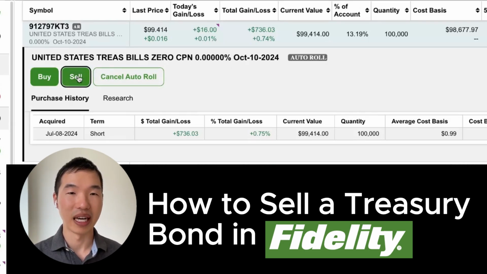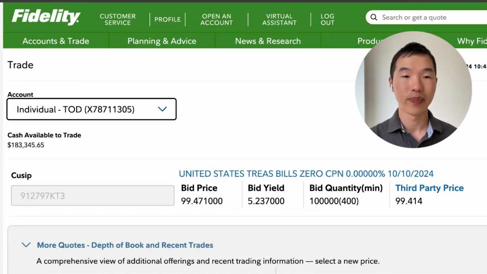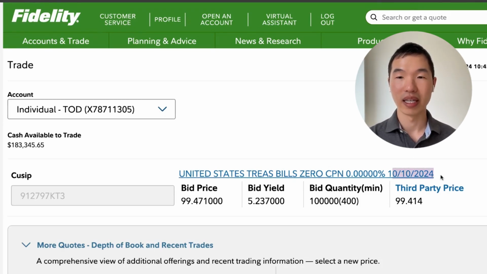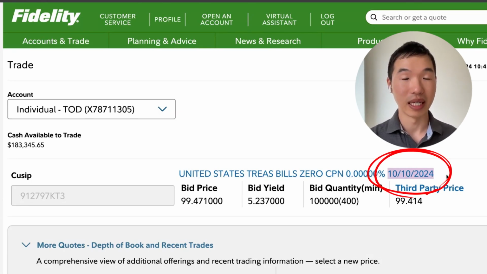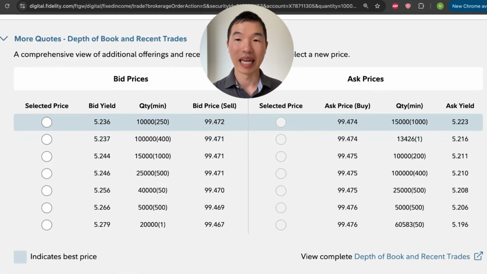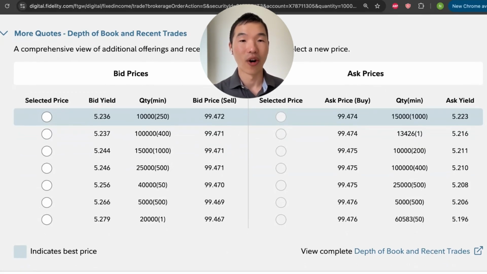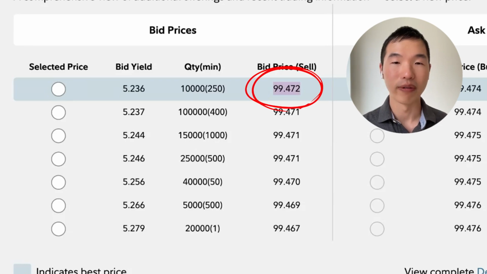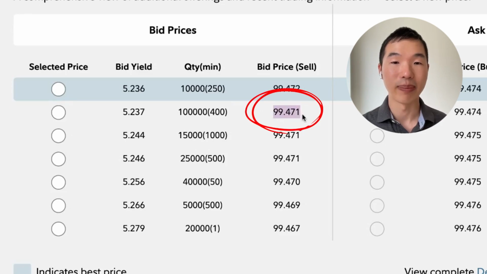So let's just click Sell. That takes us to this screen where now we can look at this individual treasury bond. So again, this is a 3-month treasury bond that matures on October 10th, 2024. But now we are trying to sell it a little bit early. So what you'll see here are bid prices and ask prices. Bid prices are the price at which someone is willing to buy this bond. You can see here there's a bid price of 99.472, and then there's also a bid price slightly lower of 99.471.